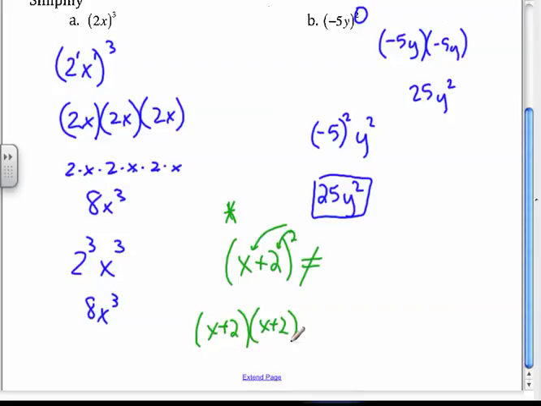Okay? So, remember, the only time that I can distribute the exponent to the stuff inside is when it is a monomial. We'll come back to this again, and we'll talk about it again. But only when it's a monomial. Alright? Let's see if there's something else.